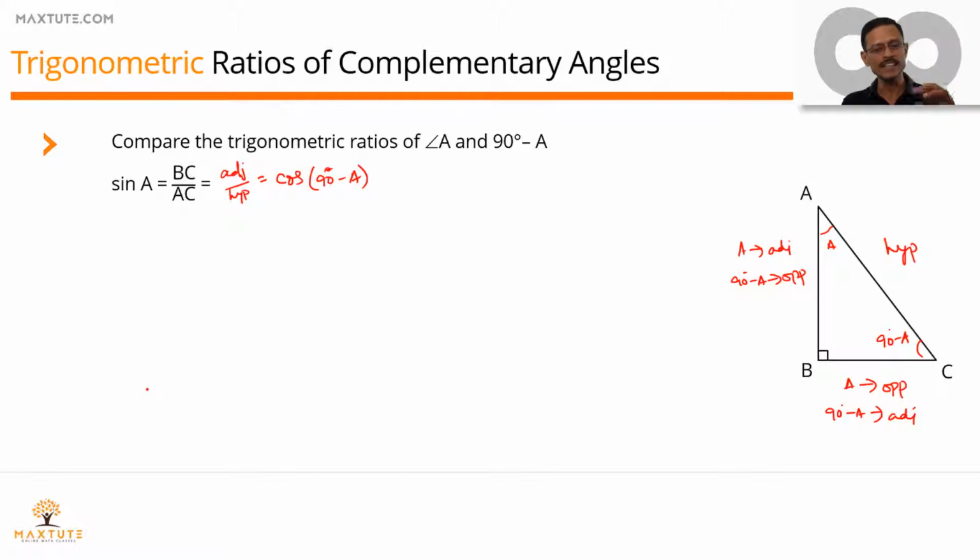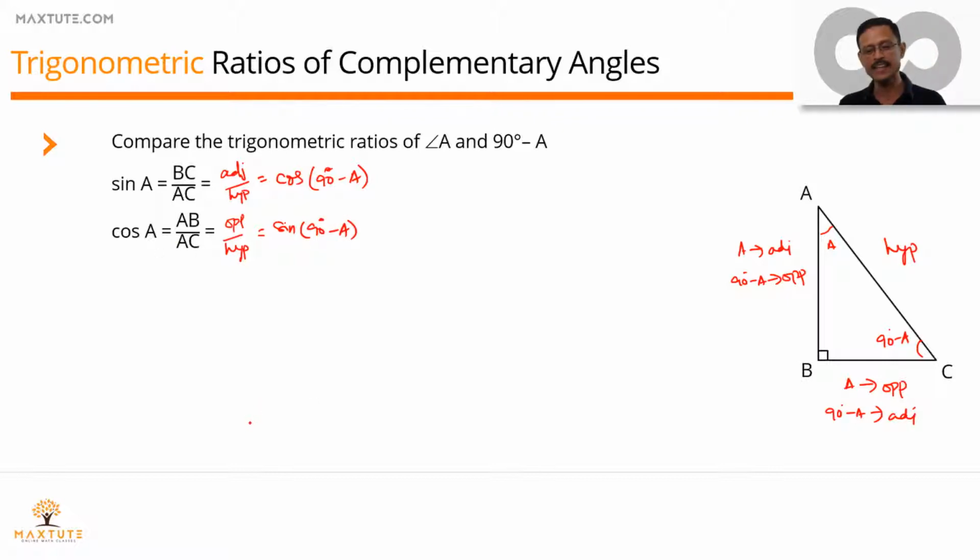We'll run through the main 3 ratios in this form and then quickly summarize it for the reciprocals. Cos A: the side adjacent to angle A is AB. So AB by AC is equal to cos A. What is AB to angle 90 minus A? AB happens to be the opposite side. So this is opposite side by hypotenuse when I'm looking at it from angle C, or angle 90 minus A. Opposite side by hypotenuse is the ratio sine. So sine of 90 minus A is equal to cos A.